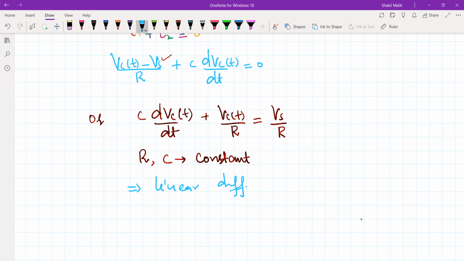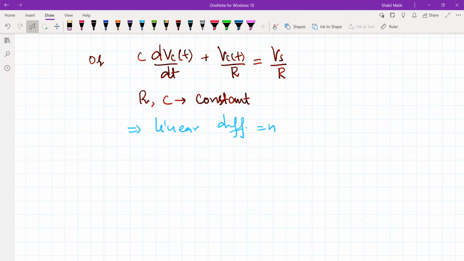Linear differential equation. So how do we solve a linear differential equation? We know the form of a linear differential equation is dy/dt plus p y is equal to q, where y is a function of time. This is the general form of a linear differential equation.